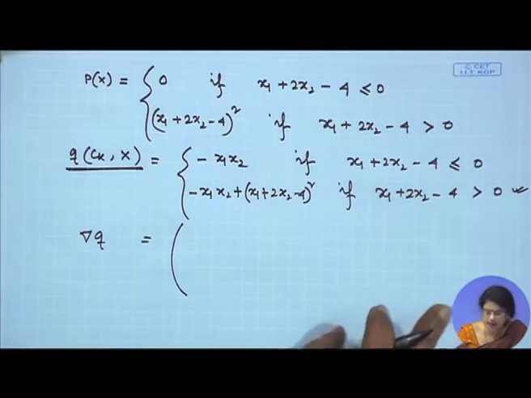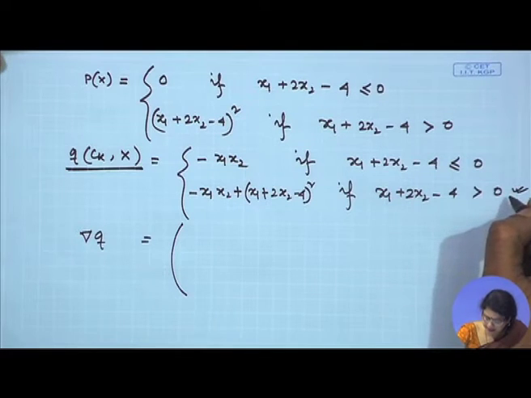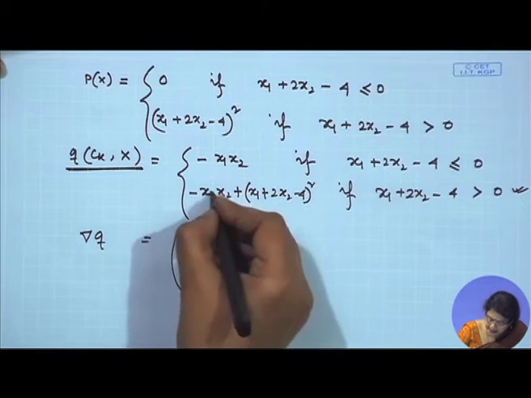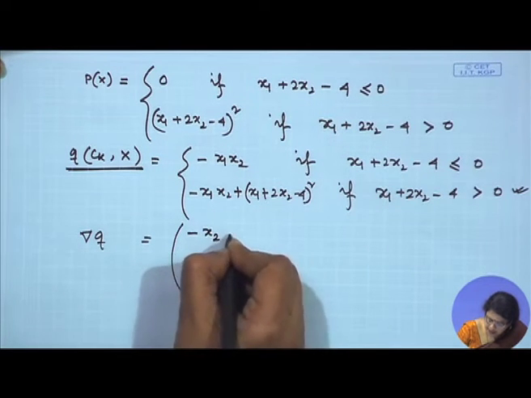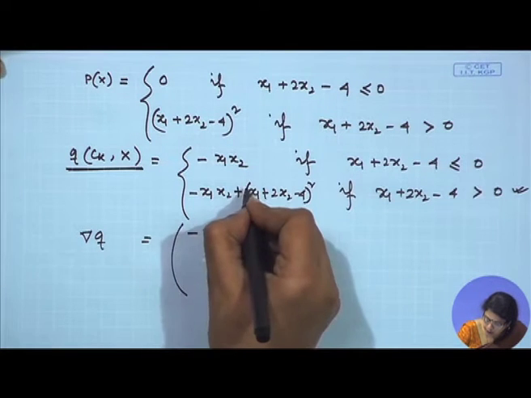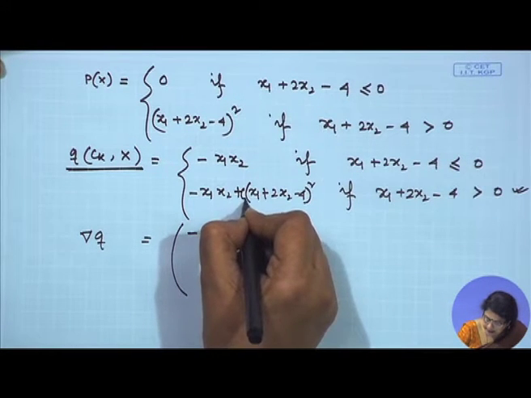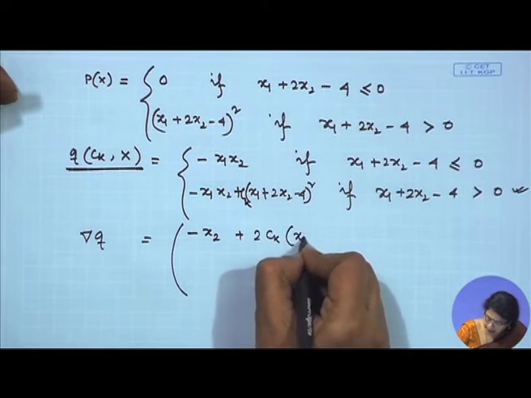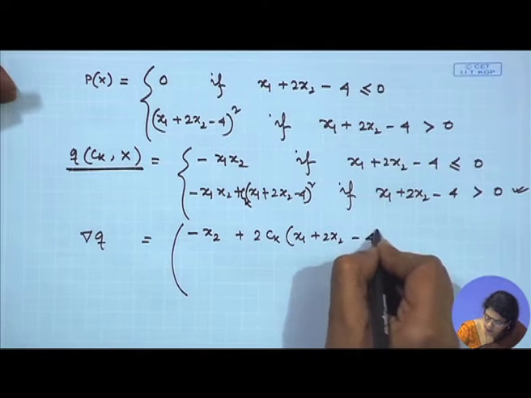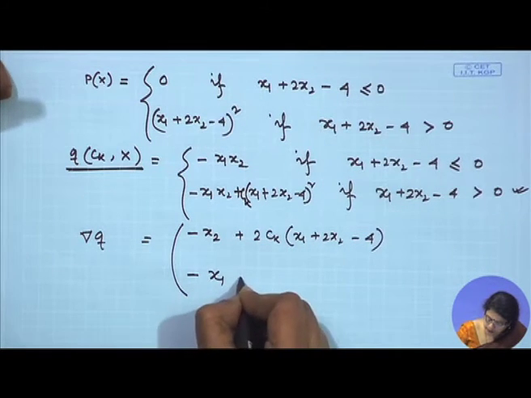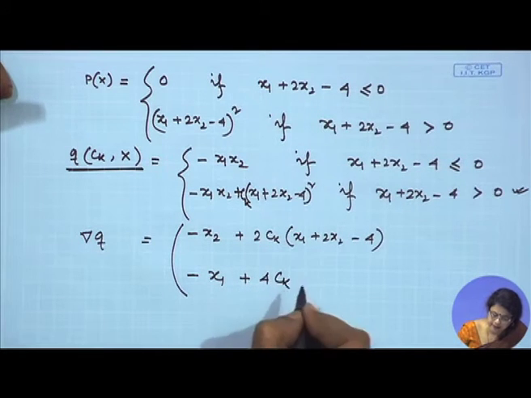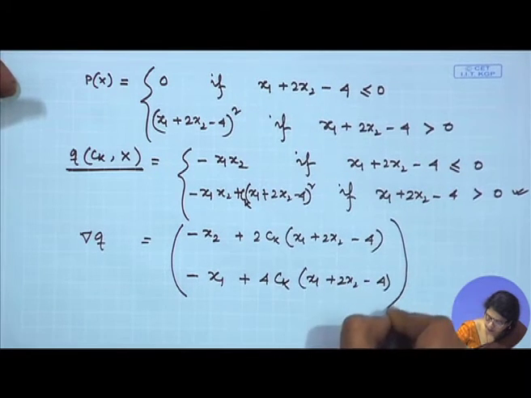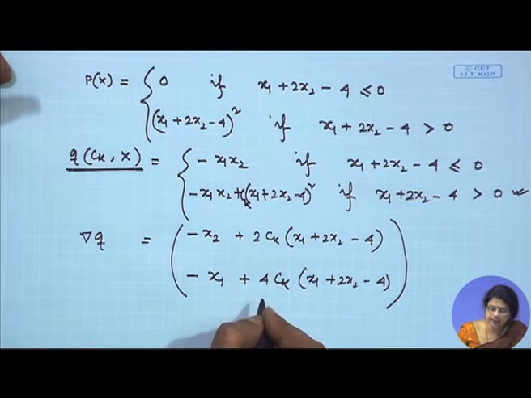For a specific C, we will consider the case where the Q value is in the infeasible space. That is why, if we just consider the gradient, the first one would be x1 minus x2 plus 2... I forgot to put the C here, that must be Ck. So 2 Ck (x1 plus 2 x2 minus 4) and minus x1 plus 4 Ck (x1 plus 2 x2 minus 4). This is the gradient.